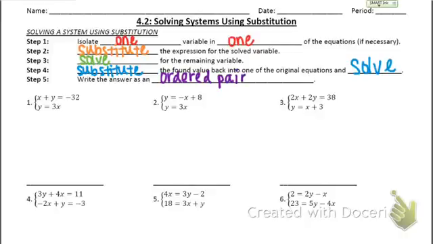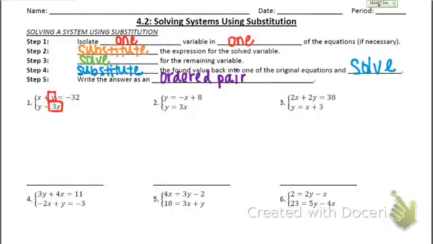Everybody good? So let's actually do number 1. x plus y equals negative 32, and y equals 3x. So my first question, is there a variable that is already solved for? Yeah, y equals 3x. So I have y equals something. Does that make sense? Okay, so we are going to take that and plug 3x in for y. Kind of how I do it is I box or circle where I'm substituting so that you can visually see what's being replaced.